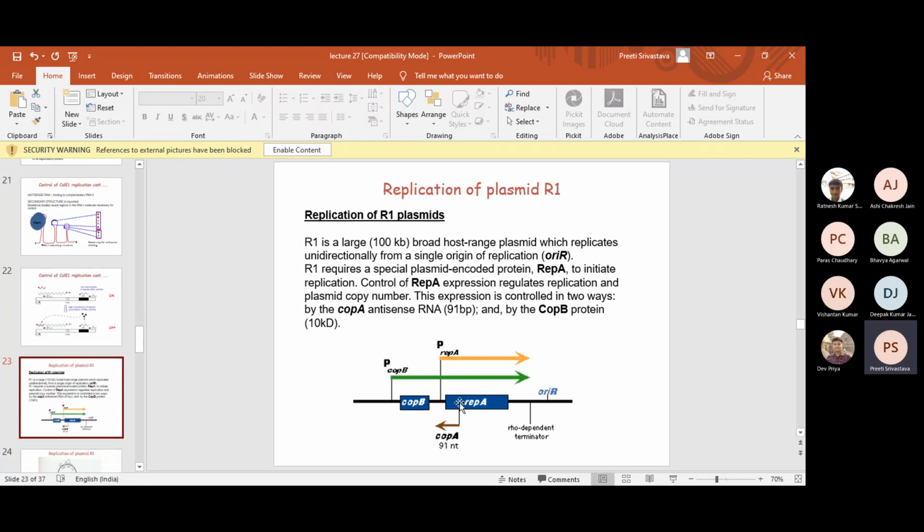Otherwise we'll discuss tomorrow. So for now I hope it is clear that rep A is required for initiation of replication. Rep A binds to ORI-R and the replication bubble is formed for initiation. COP-B protein binds to the promoter of rep A. The moment COP-B binds to the promoter of rep A, it represses because it acts as a roadblock, and rep A mRNA cannot be made, and therefore rep A protein will not be made. COP-A is the antisense RNA which can actually pair with the untranslated region, and thereby again the rep A synthesis will be affected. So hope it is clear.